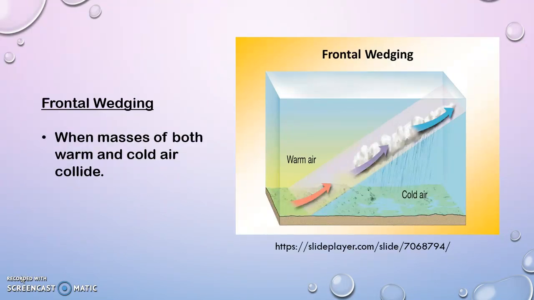Next, we will discuss frontal wedging. And this is when masses of both warm and cold air are going to collide. And the cooler and denser air is going to act as a barrier, and it's going to force the warm air to rise up, as you can see in this example picture. And with this type of lift, as the air rises, it's going to cool, and as the moisture begins to condense, it's going to produce clouds and precipitation with it.